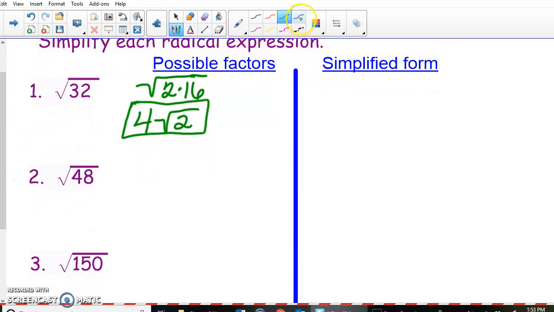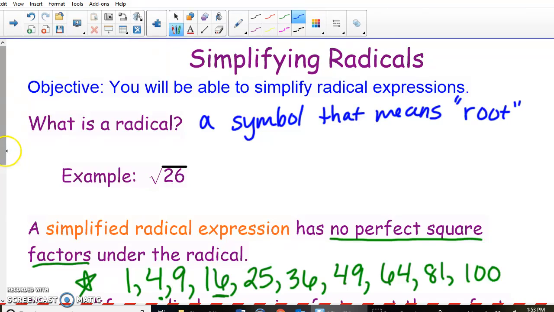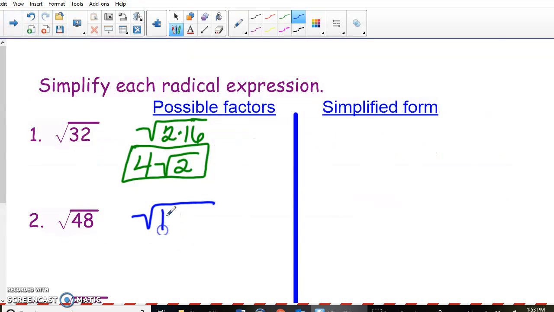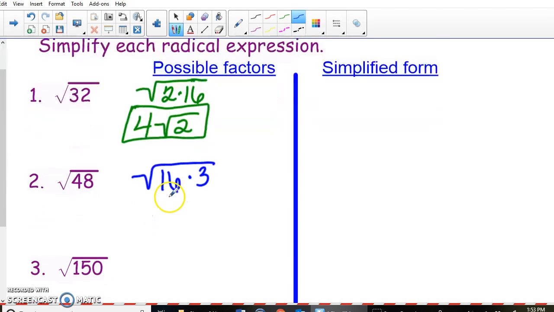Okay, so let's try the next one then. So square root of 48. If I wanted to rewrite that, I'd look back at my list of perfect squares. And I want to go with the biggest one I can. And again, just like last time, I'm going to go with 16, because 16 times 3 is 48. And then if I simplify that, my square root of 16 is 4. And then I can leave the square root of 3 alone. That would be my final answer.